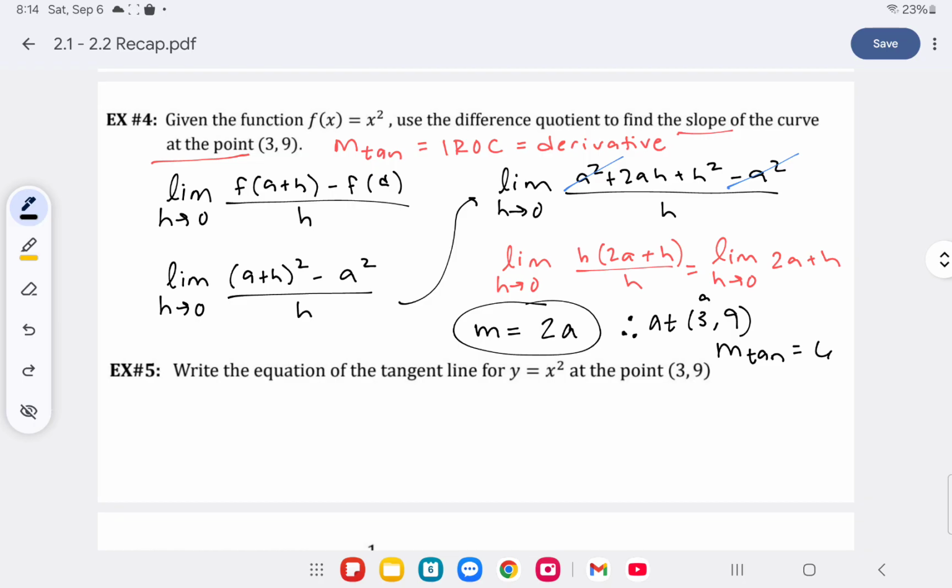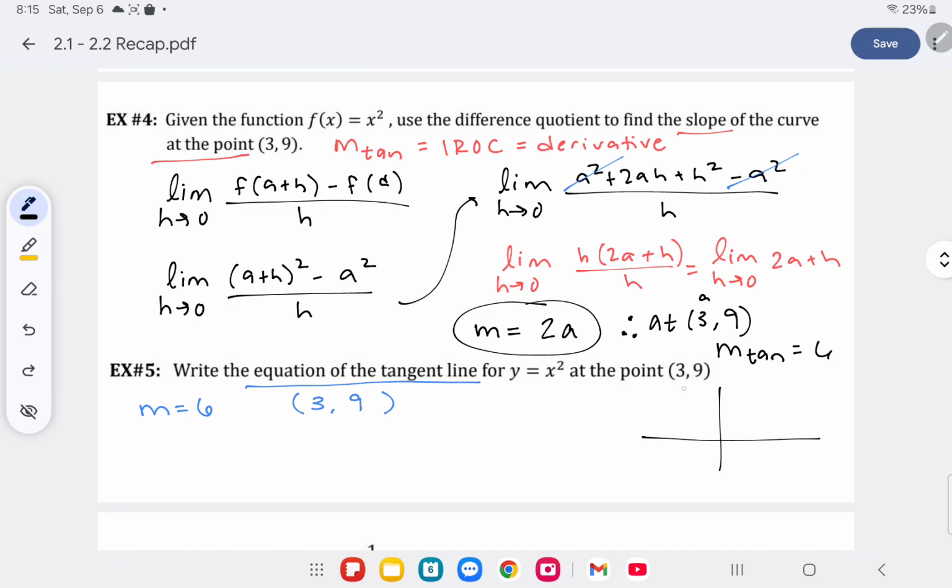So then a follow-up prompt is to write an equation of the tangent line. So we know from Algebra 1 that to write an equation of a line, we need two things. We need the slope and we need the point. Well, we have the slope now. We found out that at the point 3, 9, the slope is 6. So we also have the point. The point is 3, 9. So let's imagine this for a second.